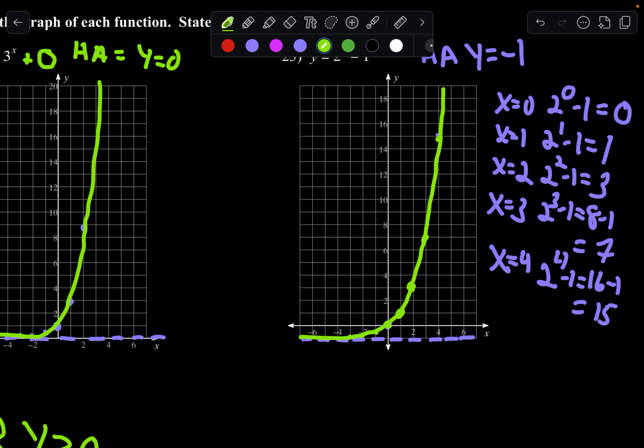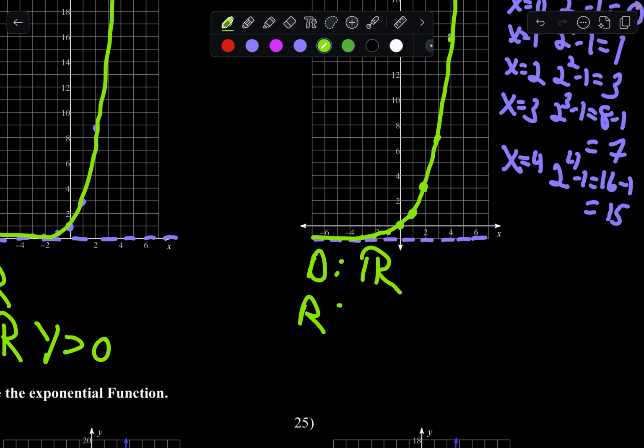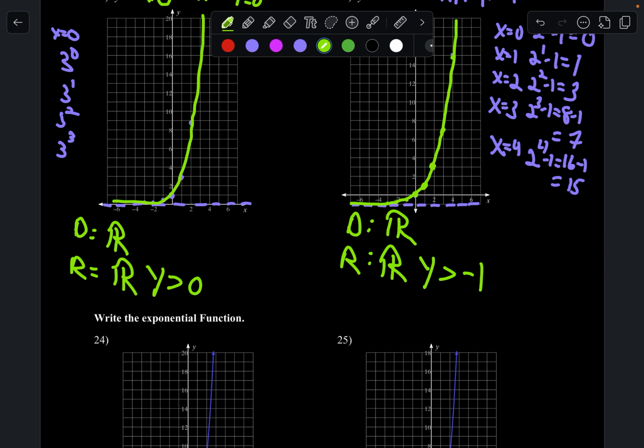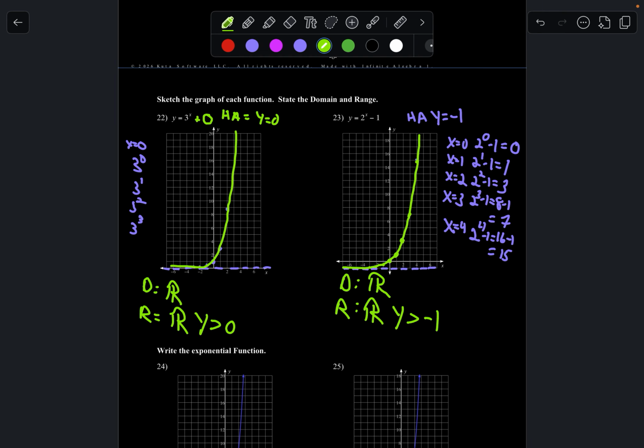And there's your graph. The domain, just like on the previous one, is all reals. The range is all reals, except y is greater than the horizontal asymptote, which is -1. And there you go. Again, making the graphs is not too bad because these are not ugly numbers we're dealing with.